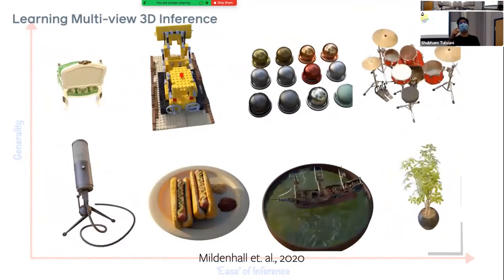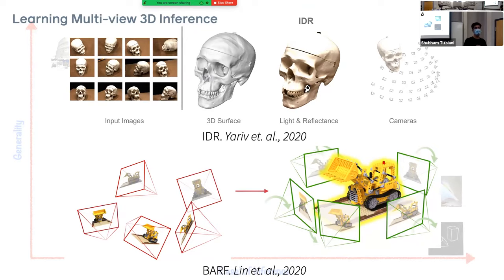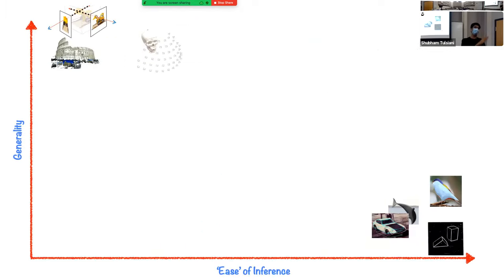For example, at the bottom of the page is a work from Simon Lucy's group called BAF, or at the top of the page is this work from Israel, where you could relax the requirements of a very precise camera being known a priori, or could relax the number of images being required from maybe 500 to 100 or 50. And so these, I'd say, made them slightly easier to apply because you don't require extremely precise cameras. And instead of hundreds of images, you maybe now require 50 images to be able to reconstruct the scene.